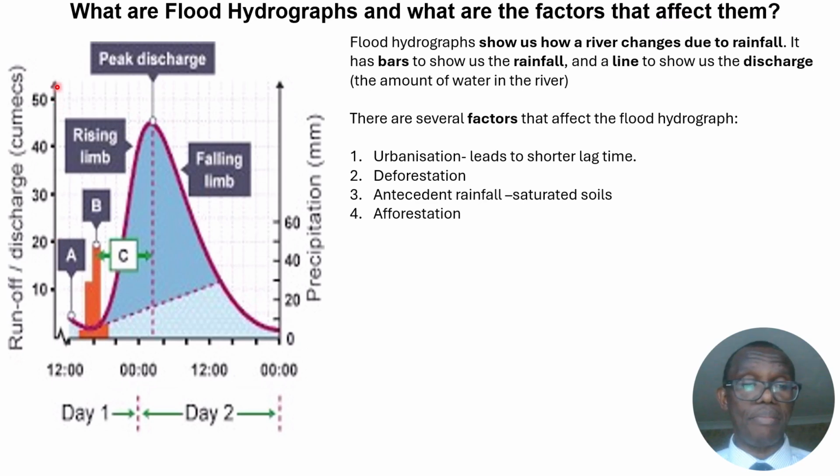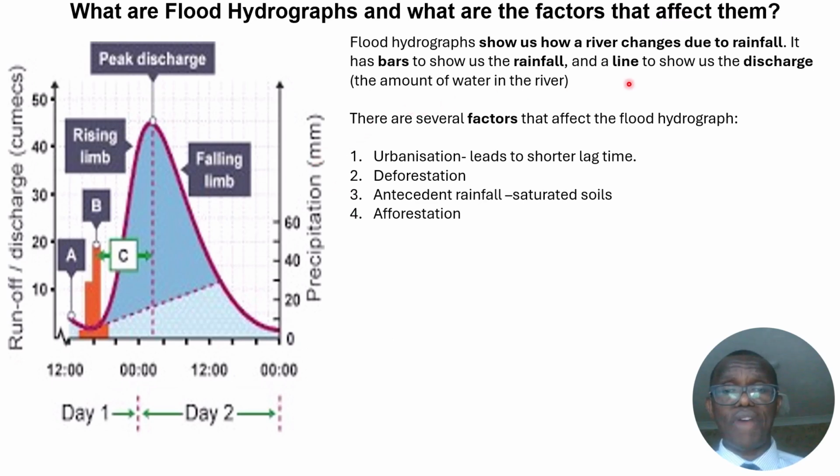Something that we forgot to mention is that one y-axis on this flood hydrograph shows us the runoff or discharge in cumecs, which is cubic meters per second. On this side, it shows us the precipitation, which is represented by the bars. Then on the x-axis we have the time, and in this particular case, it's shown by days. So this is day 1, and that is day 2 over there.